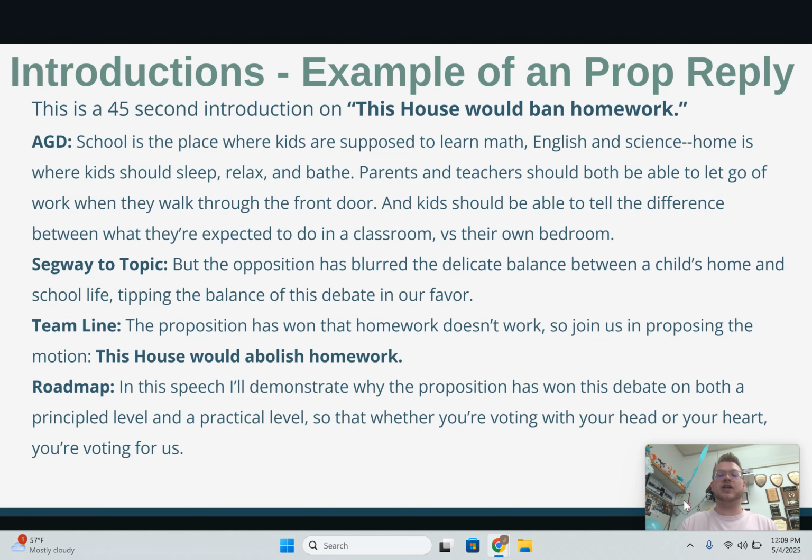But the opposition has blurred the delicate balance between a child's home and school life, tipping the balance of this debate in our favor. The proposition has won that homework doesn't work, so join us in proposing the motion, "This house would abolish homework." In this speech, I'll demonstrate why the proposition has won the debate on both a principled level and a practical level, so that whether you're voting with your head or your heart, you're voting for us.